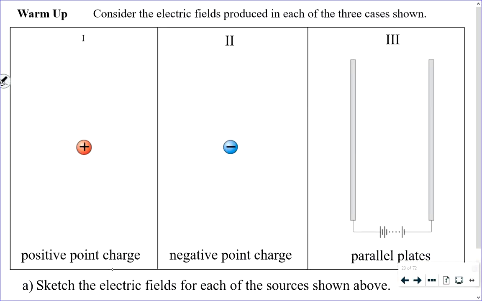So I have 3 sources of electric fields here. The positive point charge source produces an electric field because if I put a test charge anywhere in this field, it's going to be influenced. It's going to experience an electric force. This negative point charge is the source of an electric field because if I put a test charge in the vicinity or in the space surrounding that source charge, that test charge will experience an electric force. It will be influenced.